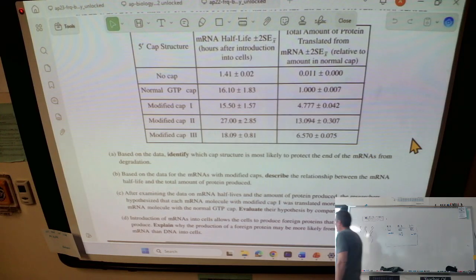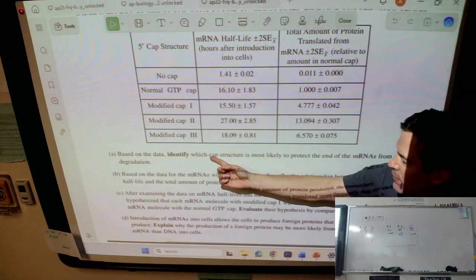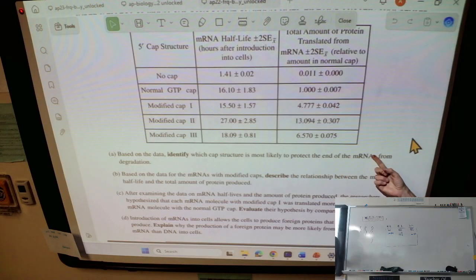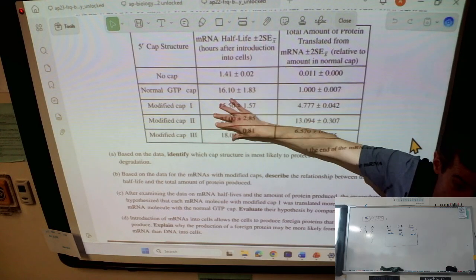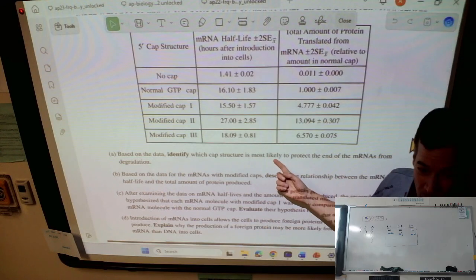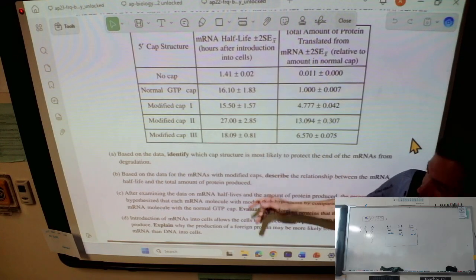Now, I did kind of have to know what was going on based on identify which structure is most likely to protect the ends from degradation. I did have to know that half-life was degradation. So for a lot of students, I probably did have to read that to answer this.